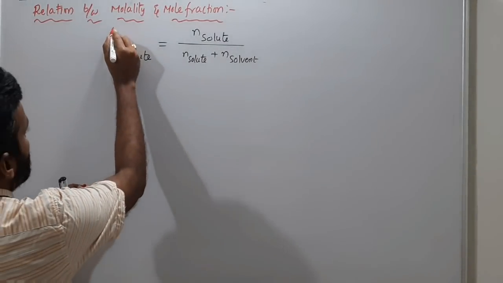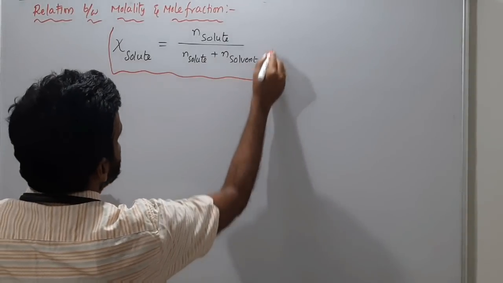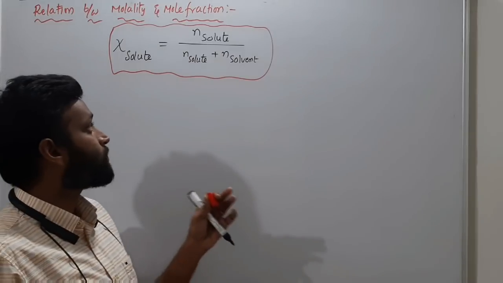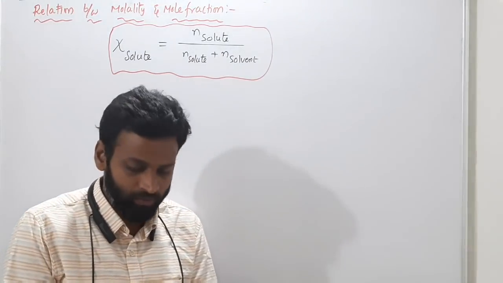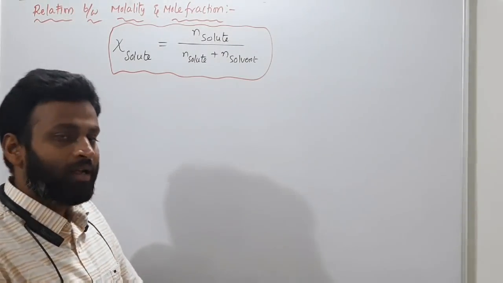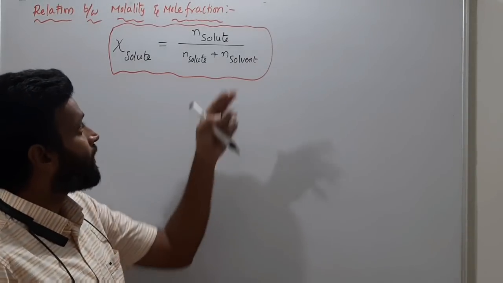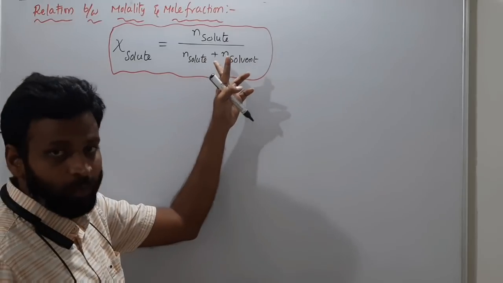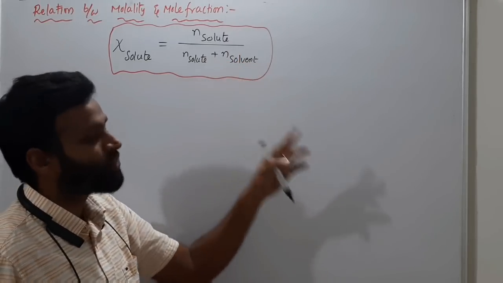So you know this already. Mole fraction of solute means number of moles of solute divided by number of moles of solute plus number of moles of solvent. In the same manner, mole fraction of solvent is number of moles of solvent divided by number of moles of solute plus number of moles of solvent.